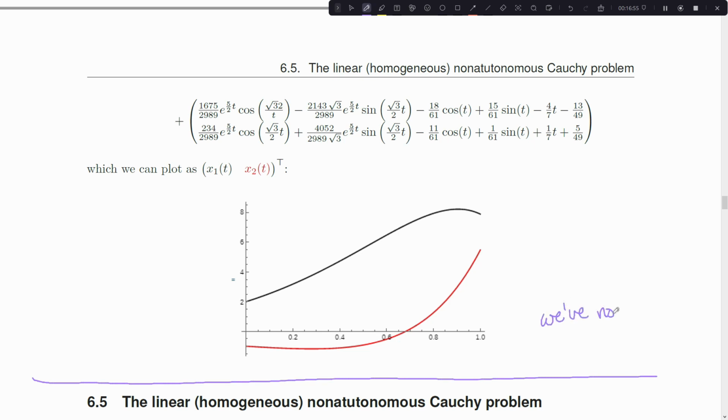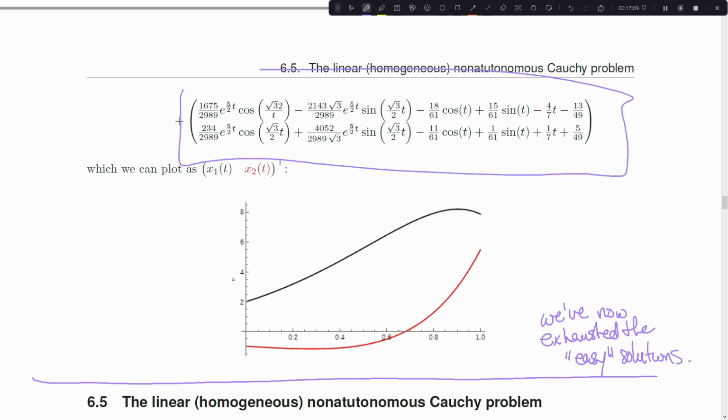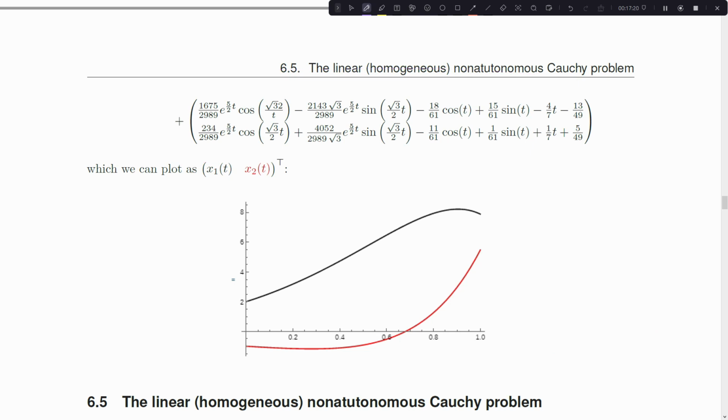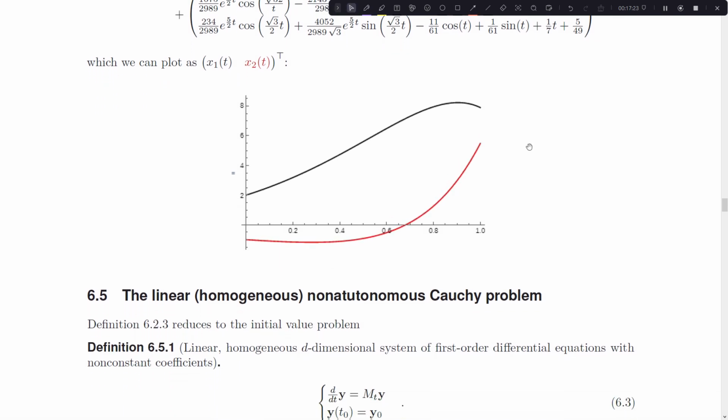We've now exhausted the easy solutions. And I know a lot of you are looking at the solutions we came up with above and are wondering why that's easy. It's easy because you can actually do it, right? You plug it into your computer, we clearly got something that works. We're going to see on the next one that's not really easy anymore.